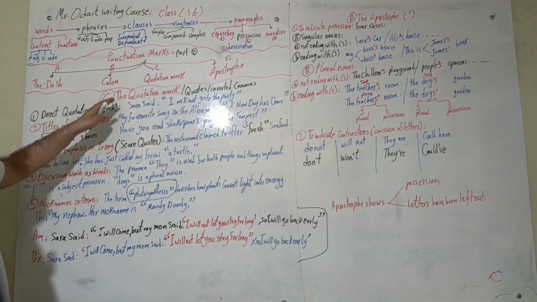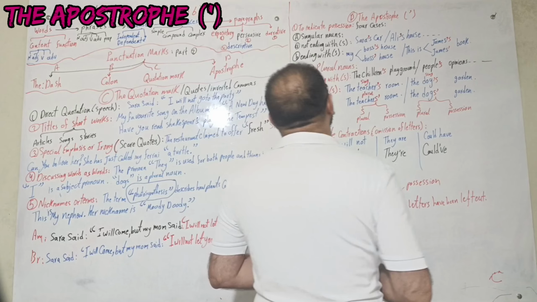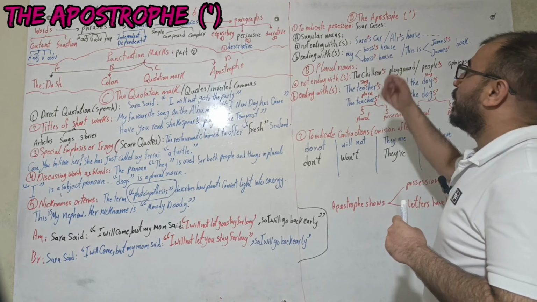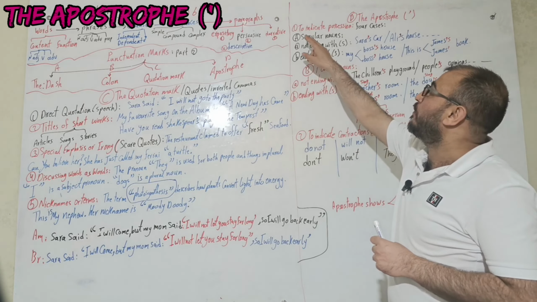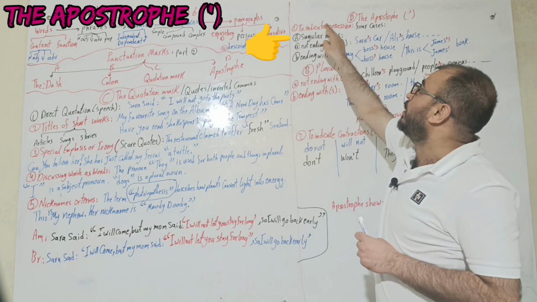And now, my friends, after we have talked about the quotation mark, let's go and talk about the apostrophe, which is the easiest punctuation mark. In here, my friends, we use it to indicate position. And in here we have 4 cases.